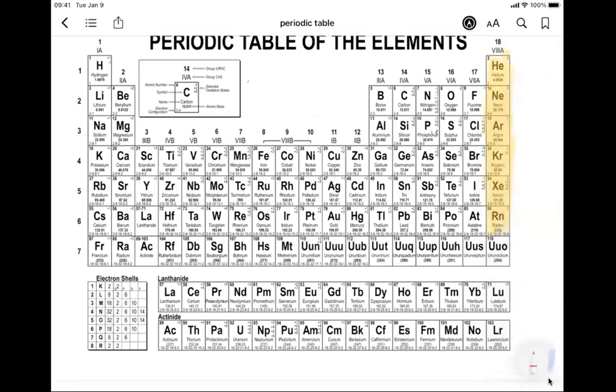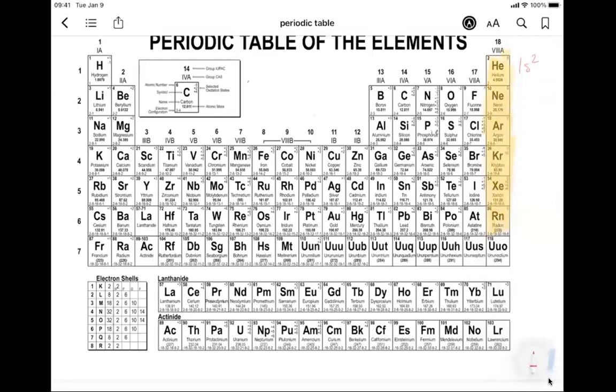So next, why are the noble gases unreactive? Well, it has something to do with their electron configuration. What's the electron configuration of helium? It's 1s2. How many electrons can 1s hold? 2. How many electrons are in helium in the 1s orbital? 2.